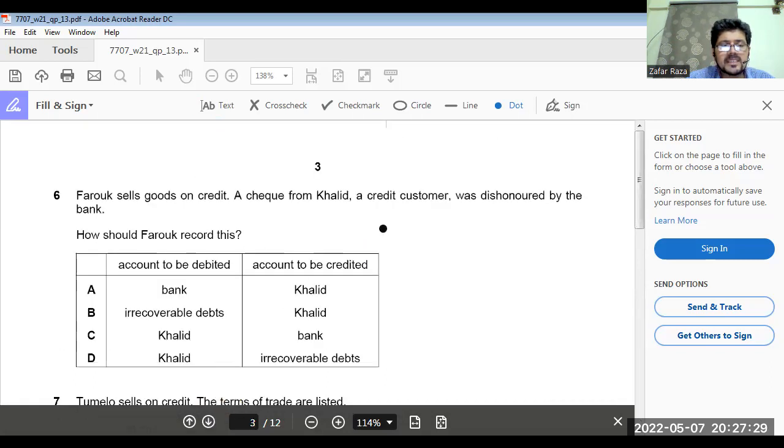Okay. Number 6. Farooq sells goods on trade. A check from Khalid, the credit customer, was dishonored by the bank. So a dishonored check means bank credit and Khalid debit. So C option should be the answer.